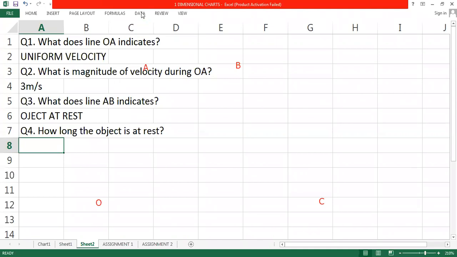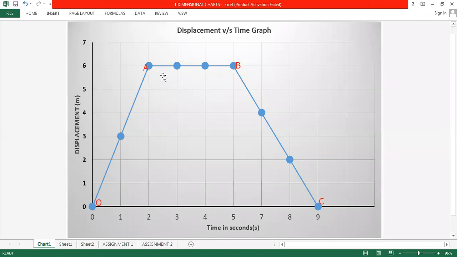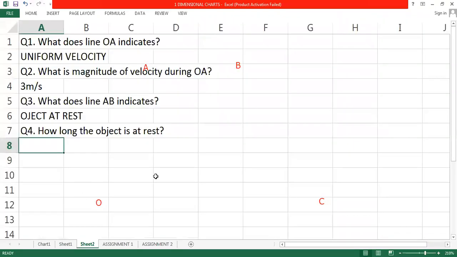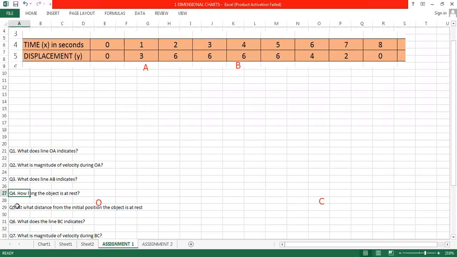Okay, so how long is the object at rest? Look at the chart. How long means I'm talking about time interval. So you'll find that at 2 seconds the object reaches 6, then for 1, 2 and 3 you will find that from 2 to 5, for 3 seconds the object is at rest. So the object is at rest for 3 seconds. Chalo, next question.